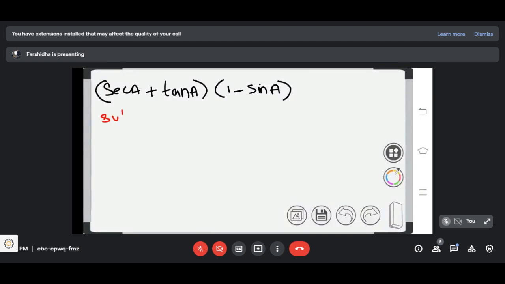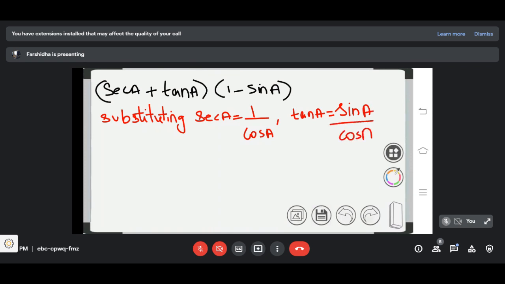So below that write, substituting sec A equal to 1 by cos A, tan A equal to sin A by cos A. So sec A plus tan A is 1 by cos A plus sin A by cos A, into this one, keep it like that, 1 minus sin A.